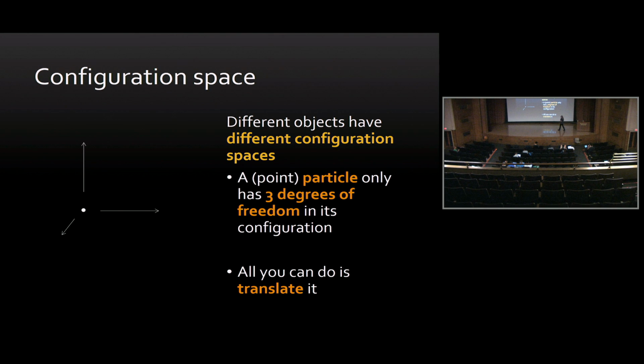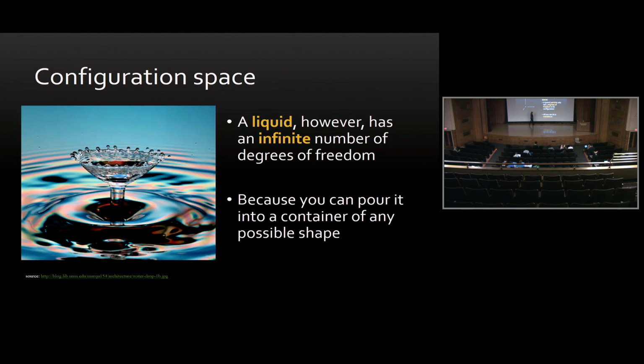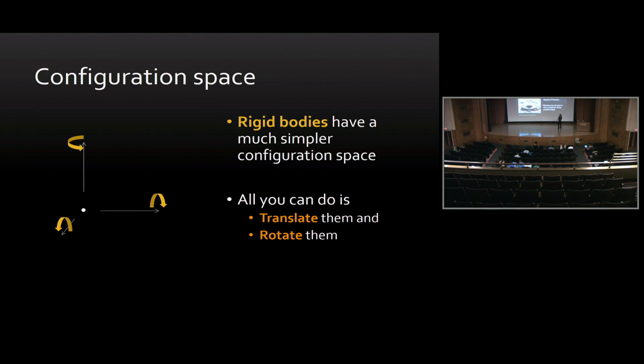And different kinds of objects have different configuration spaces. So point particles, why did we start out spending all that time talking about the physics of point particles? Because they have nice, simple configuration spaces. Their configuration spaces have 3 degrees of freedom because all there is the center of mass. And in 2D, they only have 2 degrees of freedom. But if you think about water, water has an infinite dimensional configuration space, because you can bend it infinitely into literally any shape, as long as there's a container to hold it in that shape.